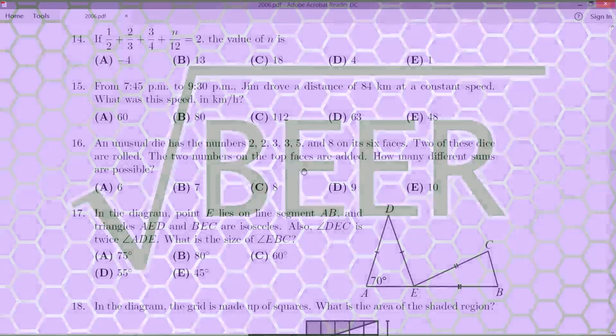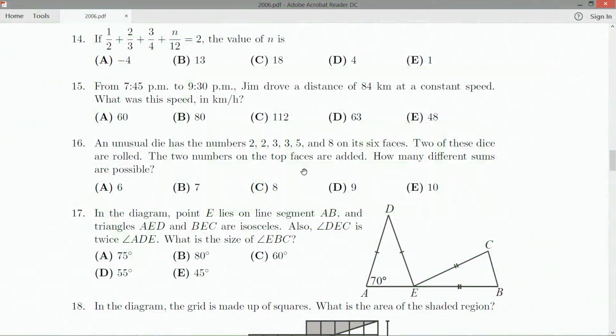Thank you for joining me once again as we continue our look at the 2006 Pascal paper, and we're on question number 16. An unusual die has the numbers 2, 2, 3, 3, 5, and 8 on its 6 faces. 2 of these dice are rolled. The 2 numbers on the top faces are added. How many different sums are possible?